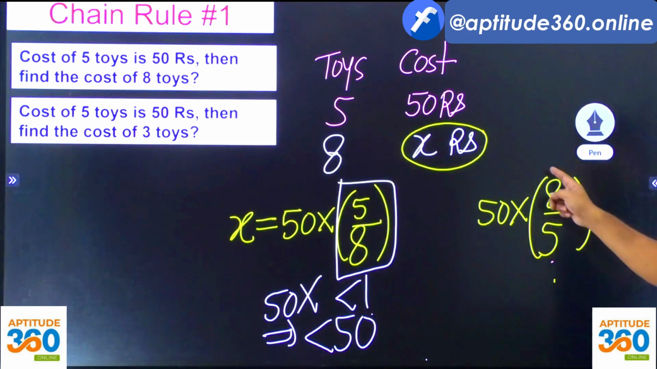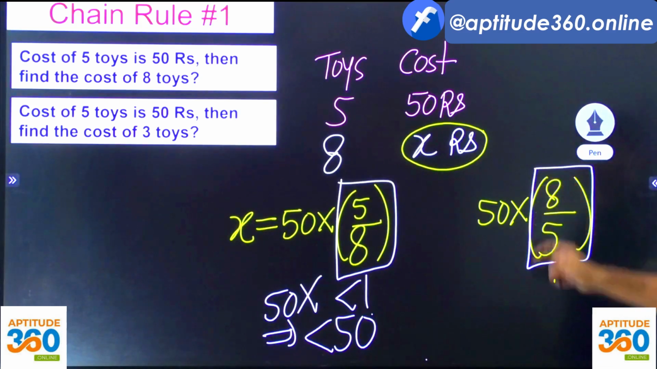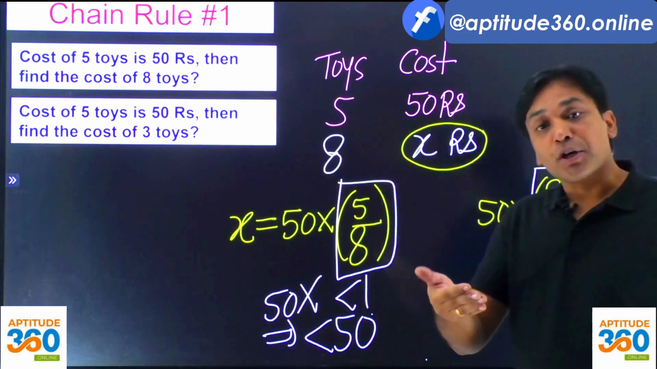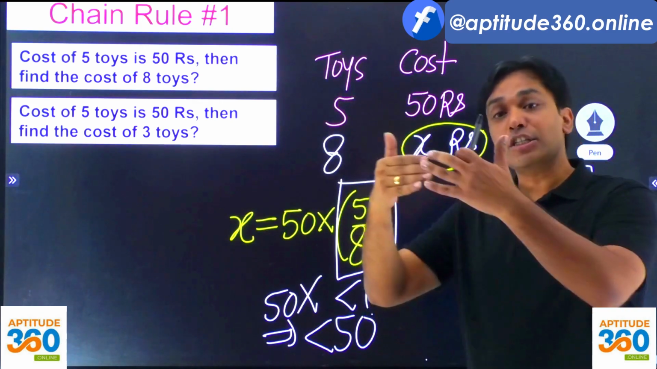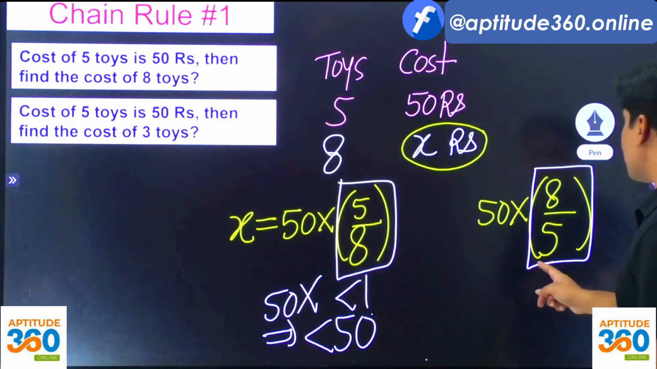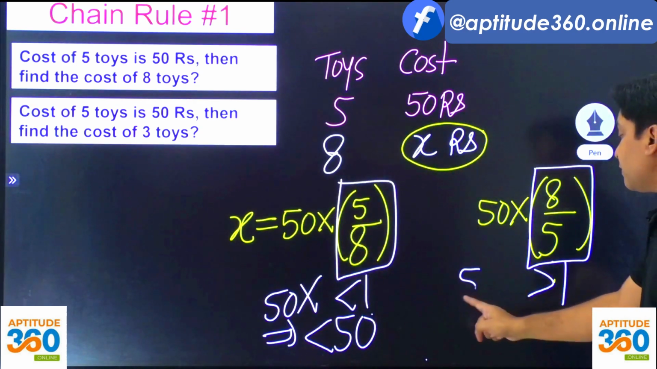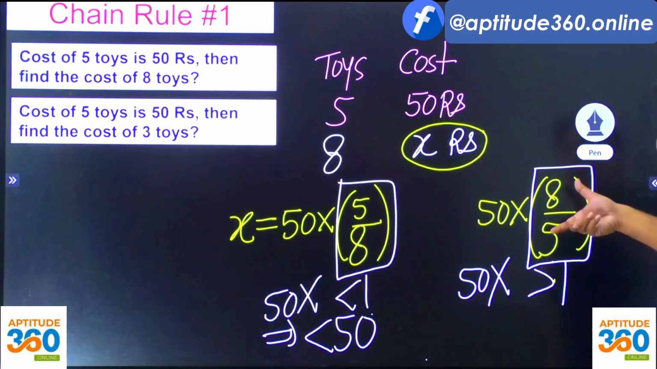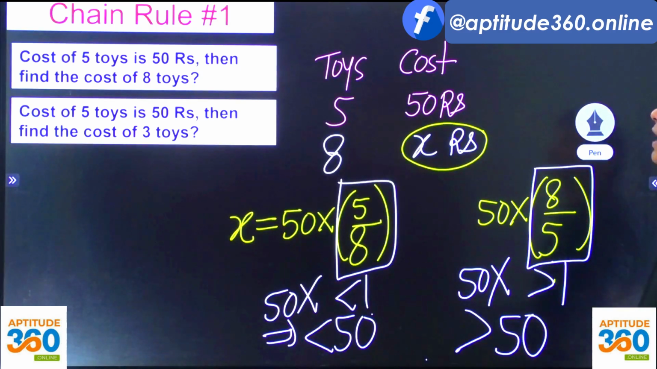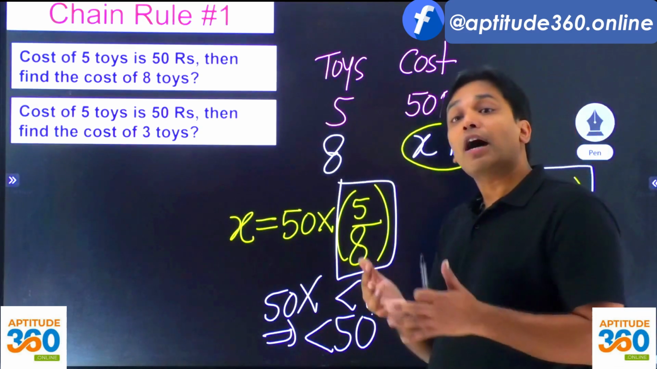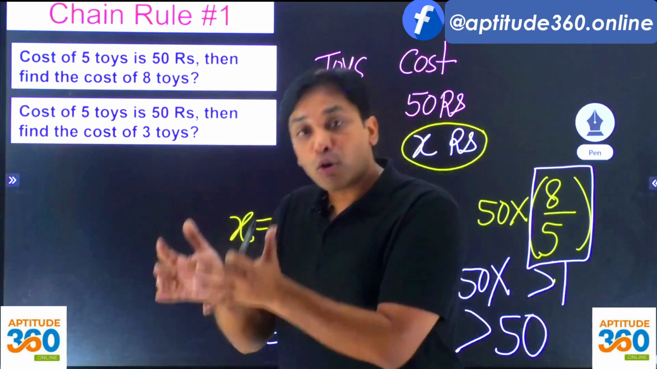And over here, this fraction 8 over 5 is more than 1 because numerator is 8 and denominator is 5. And numerator is more, so this value is more than 1. And if 50 is getting multiplied with the fraction which is more than 1, this entire value is going to be more than 50. And what is that we are looking for? We are looking for a value which is more than 50.